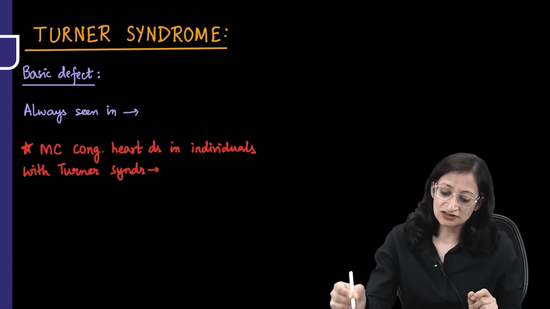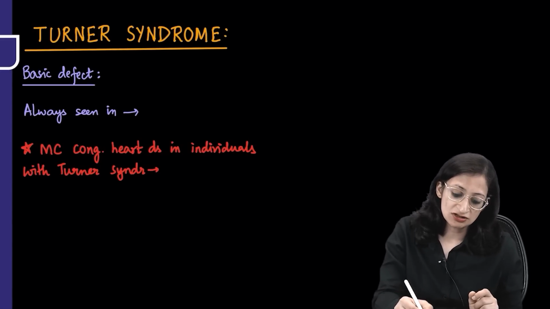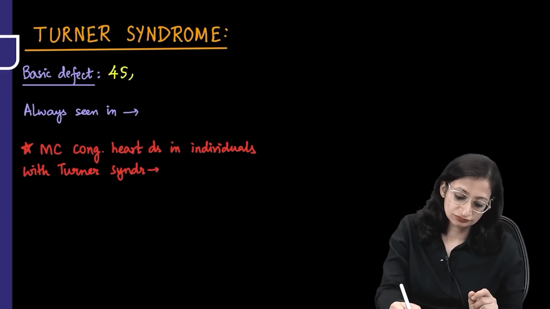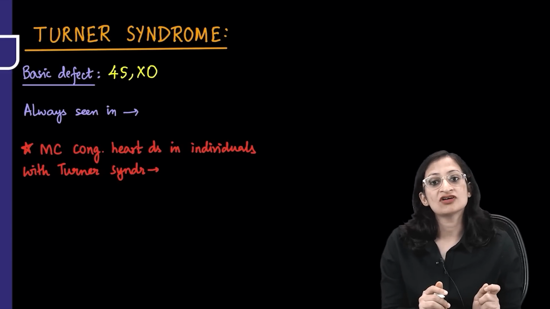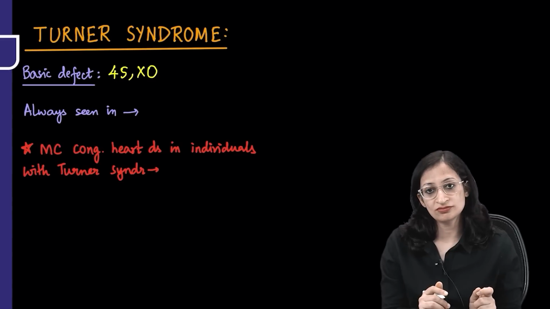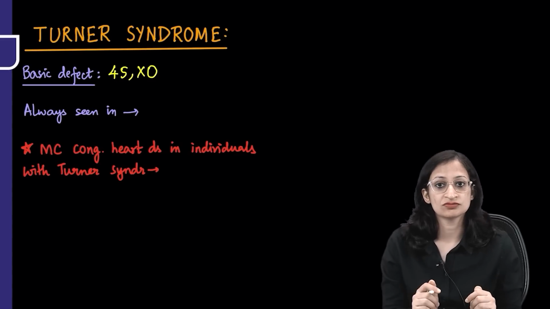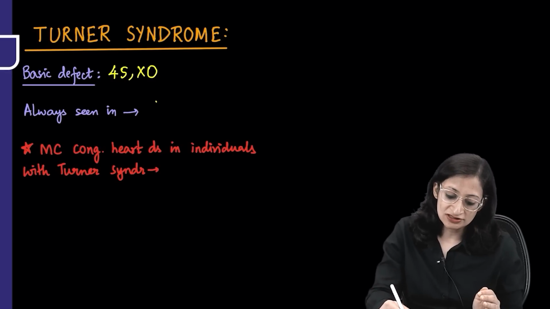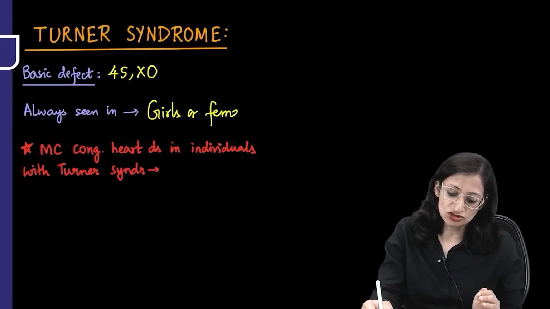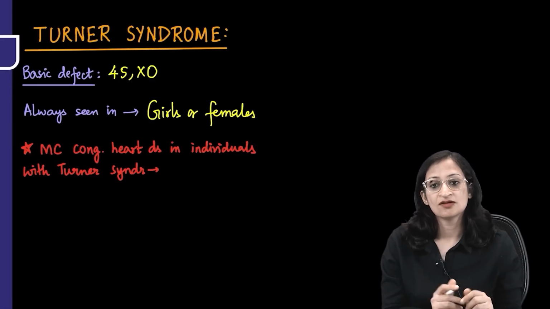What is the basic defect in Turner syndrome? So it is 45XO. These individuals have a single copy of X chromosome and no Y chromosome. And because there is no Y chromosome, it is always seen in girls or females. Turner syndrome is always seen in females because Y chromosome is absent.